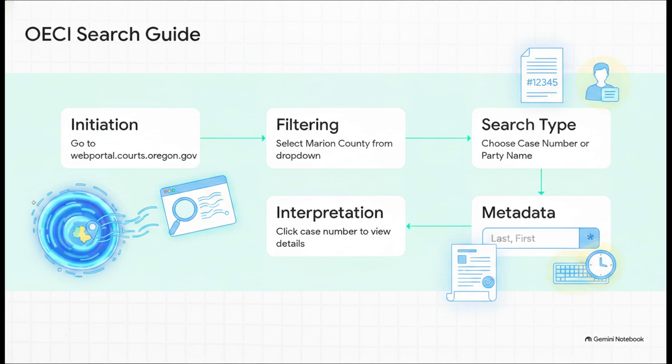You're going to look for a Select a Location drop-down menu and choose Marion. This is absolutely vital, otherwise you'll be endlessly searching the entire state of Oregon. Step 3, Selection. Choose whether you're searching by a specific case number or a party's name.